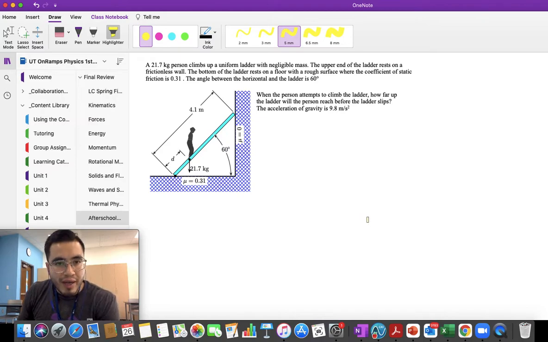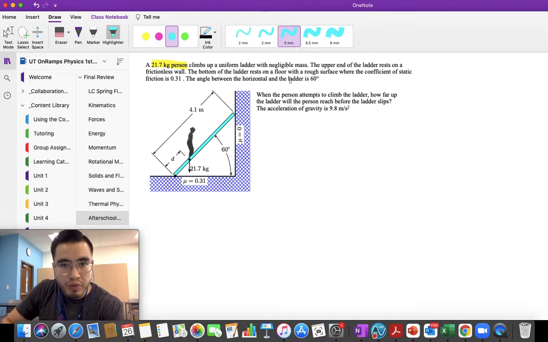Okay, so I'm going to highlight important stuff, both for the given and information which will help us solve the problem. So we have a 21.7 kilogram person, that'll be the mass, and then we have a uniform ladder with negligible mass, that is very good. So with blue, I'm going to highlight information that's going to help us solve the problem. And then we have a frictionless wall, no coefficient of static friction, as you can see over here.